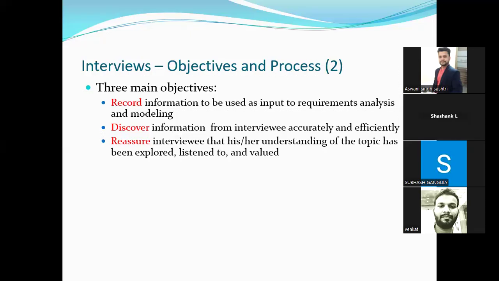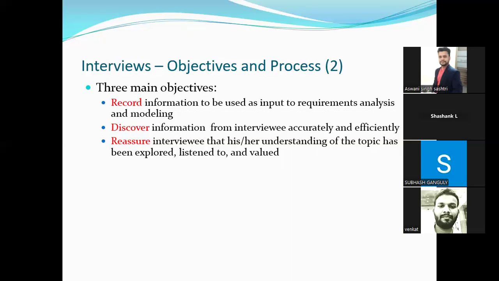Third and most important is reassure. What is reassure? Reassure means you have taken the requirement from the client. Now reassure the interviewee that his or her understanding of the topic has been explored, listened to, and valued carefully. Whenever you are taking the requirement, first make sure that the level of understanding of what I am having, what the requirement is, and the person who is giving the requirement is the same. We are on the same page.